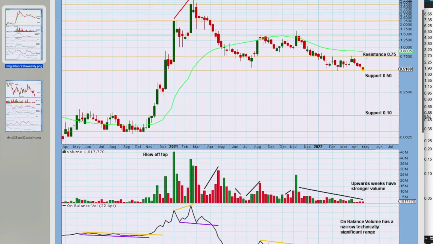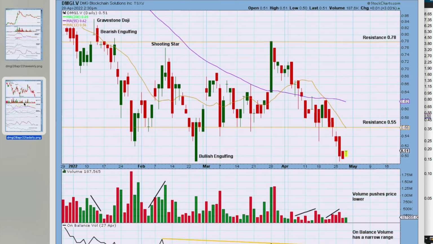So we need to see a break above resistance or below support to have confidence in the direction for the next trend for DMG blockchain. Let's have a look at this movement here at the daily chart level. Some good candlestick patterns here. Here's a little bounce ending with a gravestone doji and a bearish engulfing candlestick, followed by some downward movement.